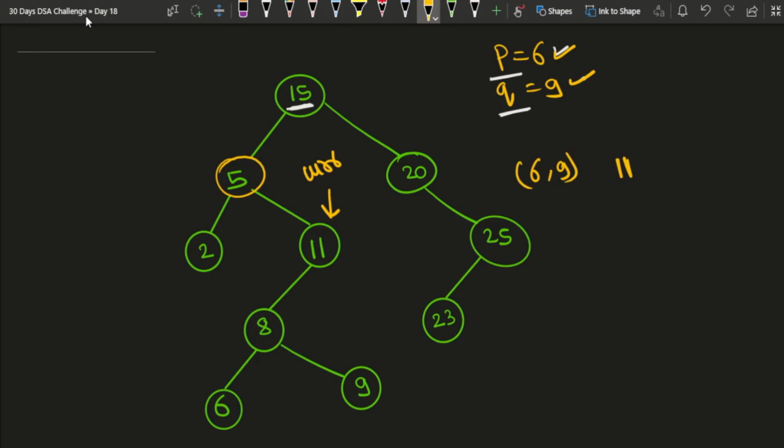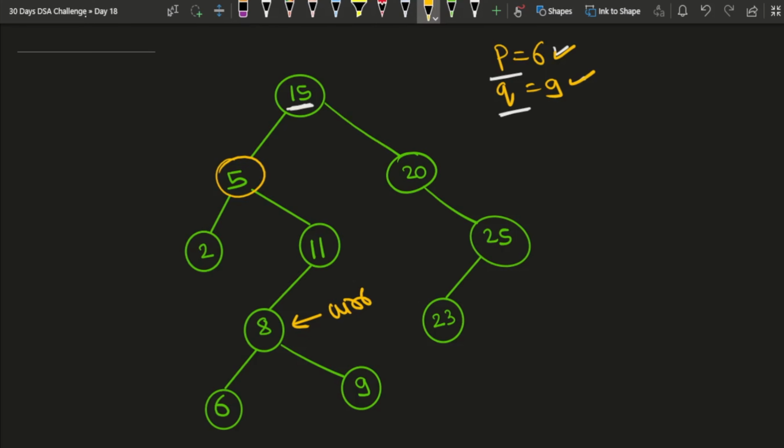So now you can clearly see that this 6 and 9 are lesser than 11. What does it mean? It means that 6 and 9 will definitely be in my left subtree, right? Therefore, now what I'll do, I'll go to the left subtree. Now my current will be pointing here.